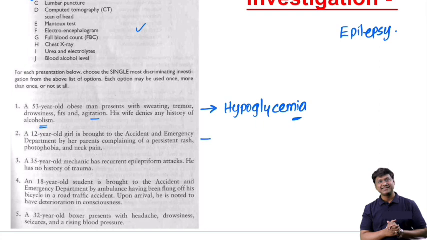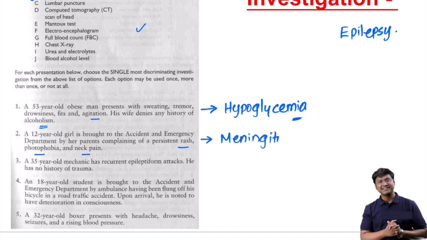And you take the second clinical scenario. A 12-year-old girl is brought to the accident and emergency department by her parents complaining of persistent rash, photophobia as well as neck pain. Presence of photophobia and neck pain tells the individual is having some sort of meningitis. Neck pain here means neck stiffness. The differential diagnosis is subarachnoid hemorrhage, but in patients with subarachnoid hemorrhage, you will not have photophobia. So now you are suspecting meningitis in this case.